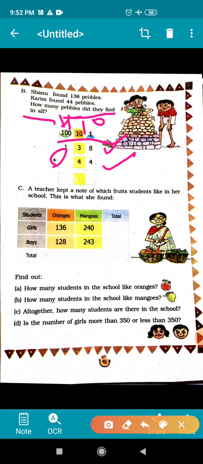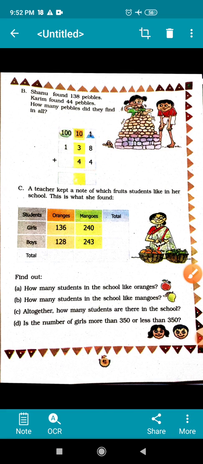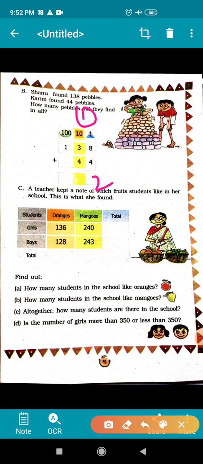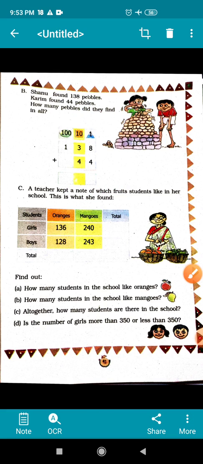Okay. Now 8 plus 4, 12, 2, carry over 1. This 1 will go on tens place. 4 plus 3, 7 and 1, 8 and 1. So they found 182 pebbles in all. Okay. Now let us see the next sum.